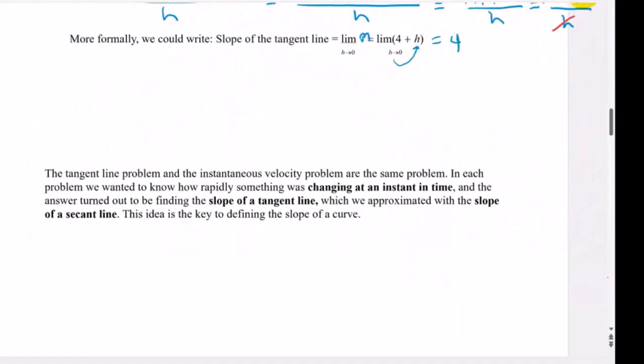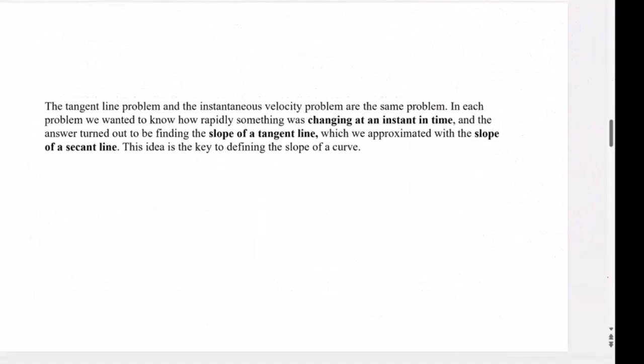Okay? All right. The tangent line problem and the instantaneous velocity problem are the same problem. In each problem, we want to know how rapidly something was changing at an instant in time, which would be the same as saying at one point. And the answer turned out to be finding the slope of the tangent line, which we can approximate with the slope of the secant line. But we don't want to approximate this. We want to know exact values. So this idea is the key to defining the slope of the curve.